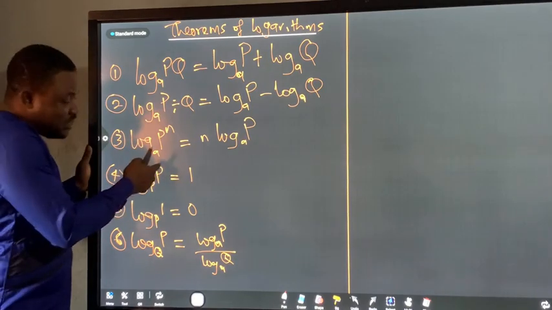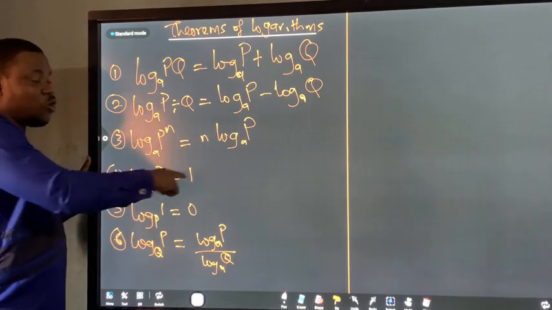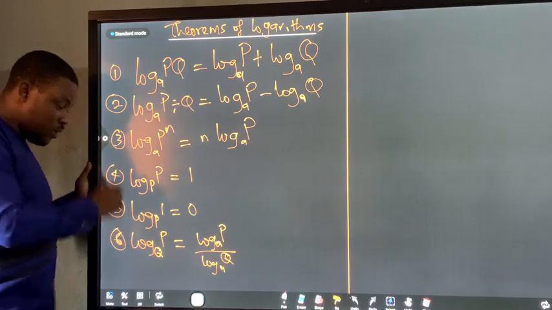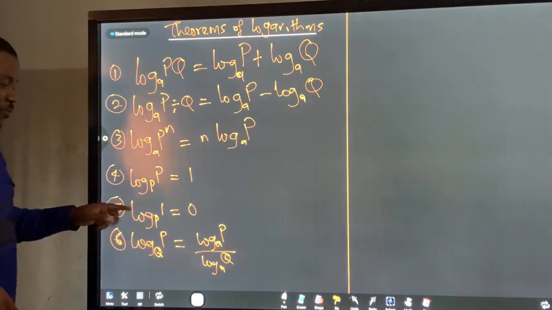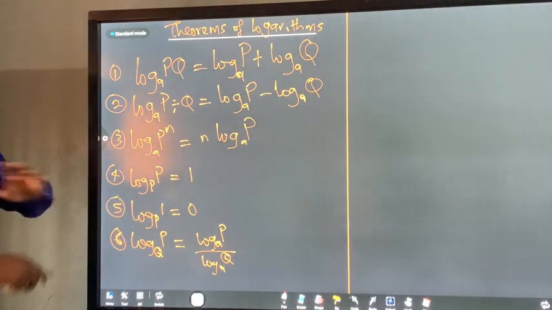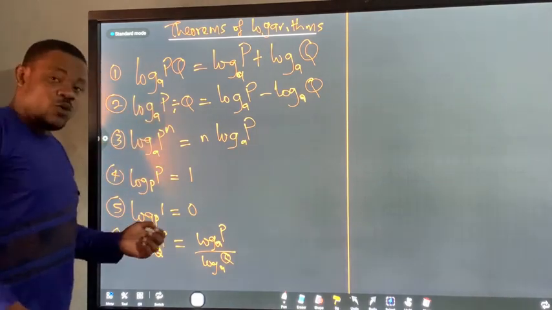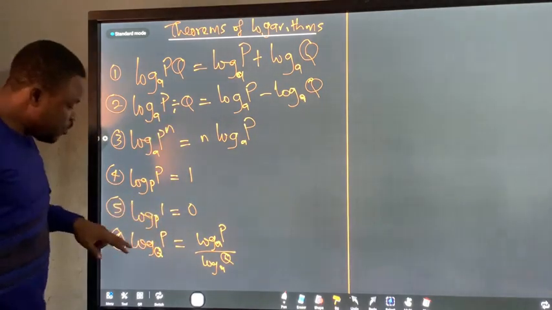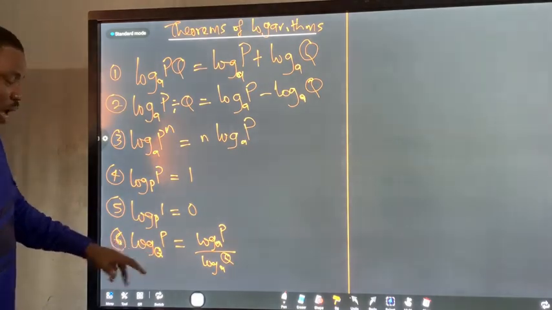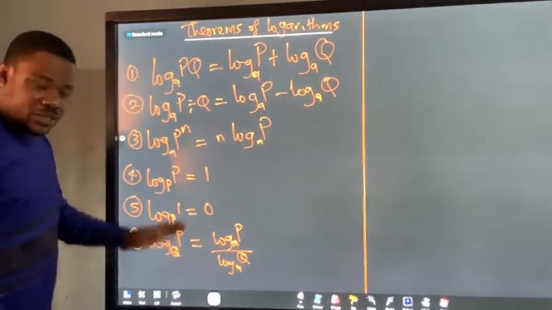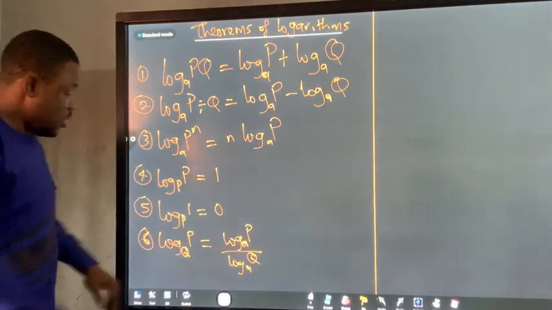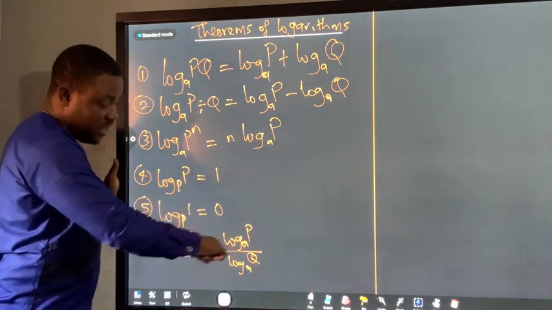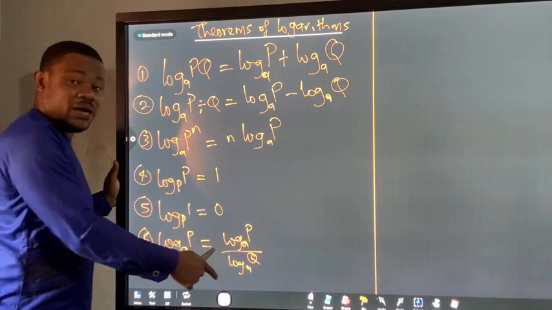The fourth theorem I gave here is that if the number and the base are the same, the log will be equal to 1. Then log 1 to any base is equal to 0. Then log p, q, I can also separate it into two different logs, dividing each other. That's log p to base q can be equal to log p to base a divided by log q to base a, right?